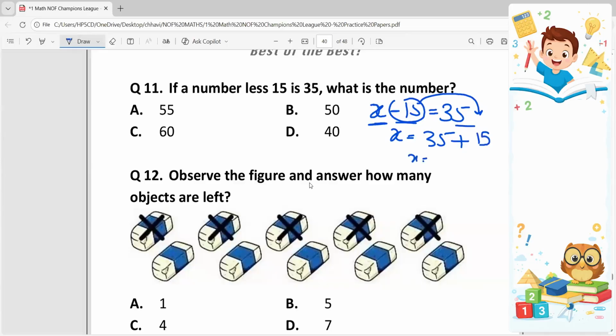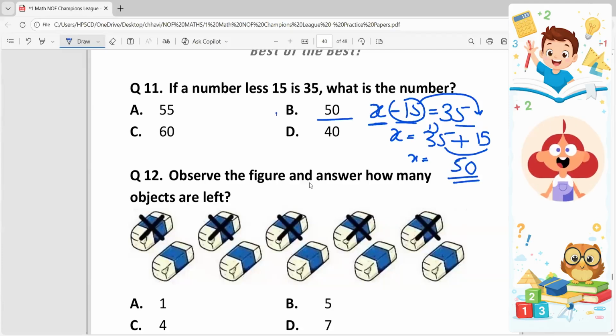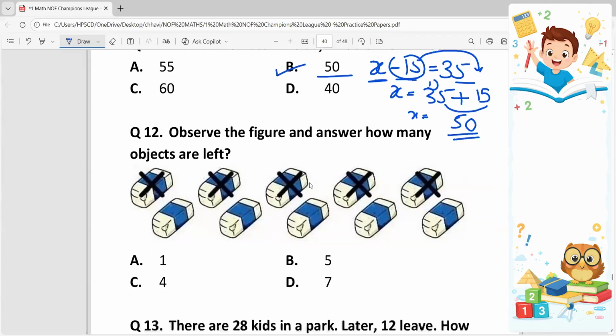So x equals 5 and 5, 10. 1 over here, 3 plus 1, 4 and 5. 50. 50 is the correct answer. So option B is the correct answer.